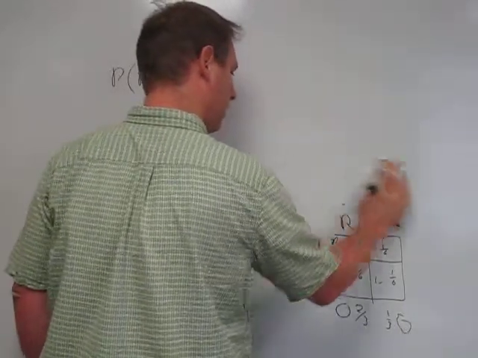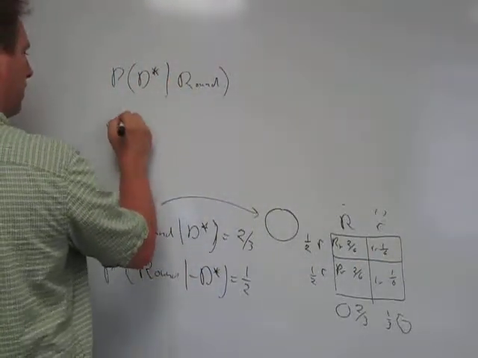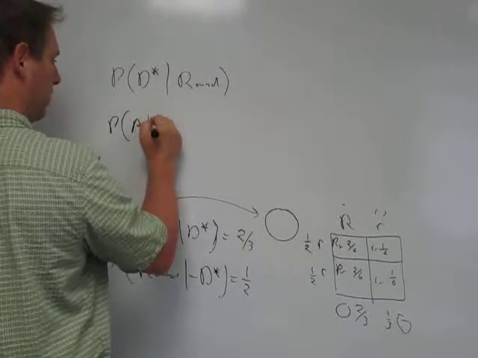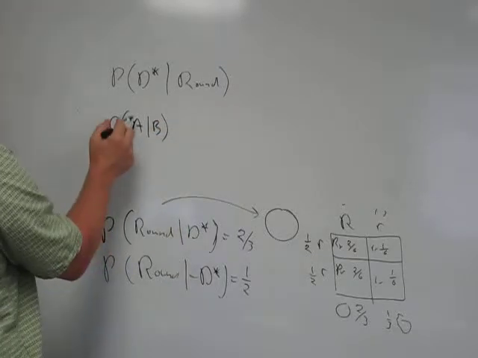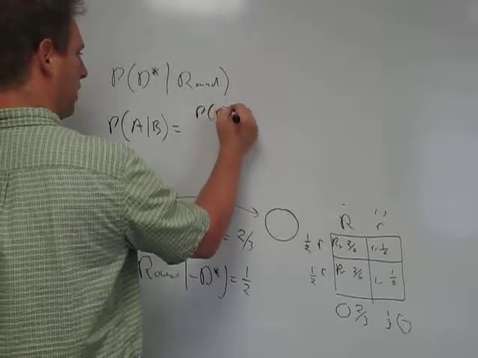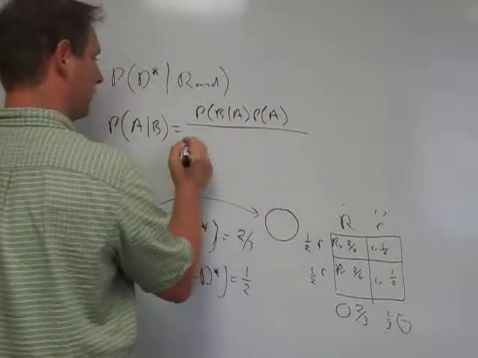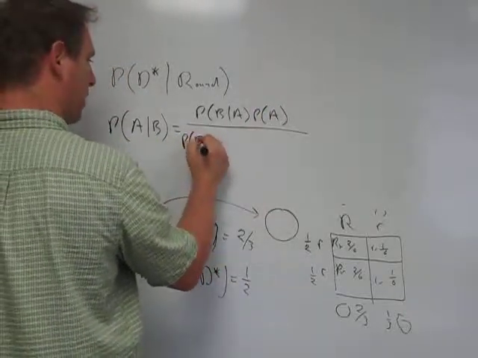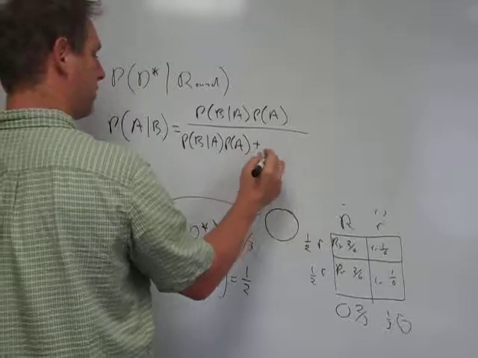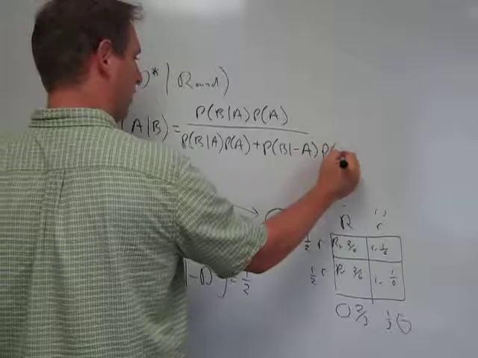We can say, okay, using some of this stuff down here, let's just remind you of what Bayes' rule is: probability of A given B, in this case, this would be D star and this would be the outcome, is equal to the probability of B given A times the probability of A, all over the same thing up here, probability of B given A times the probability of A, plus the probability of B given not A times the probability of not A, okay.